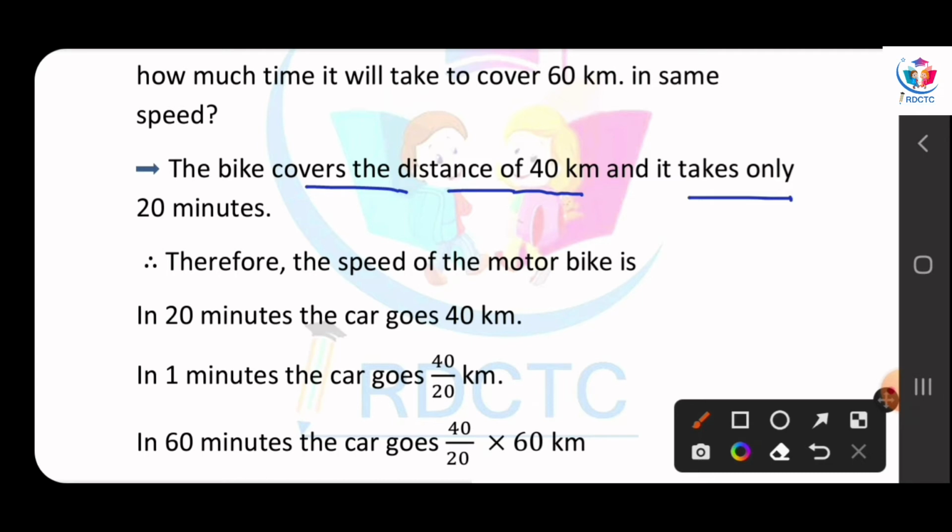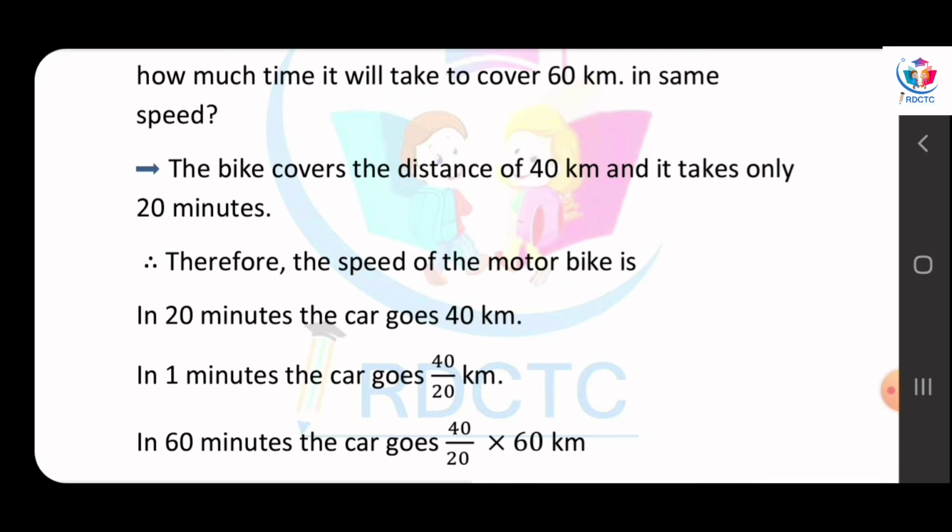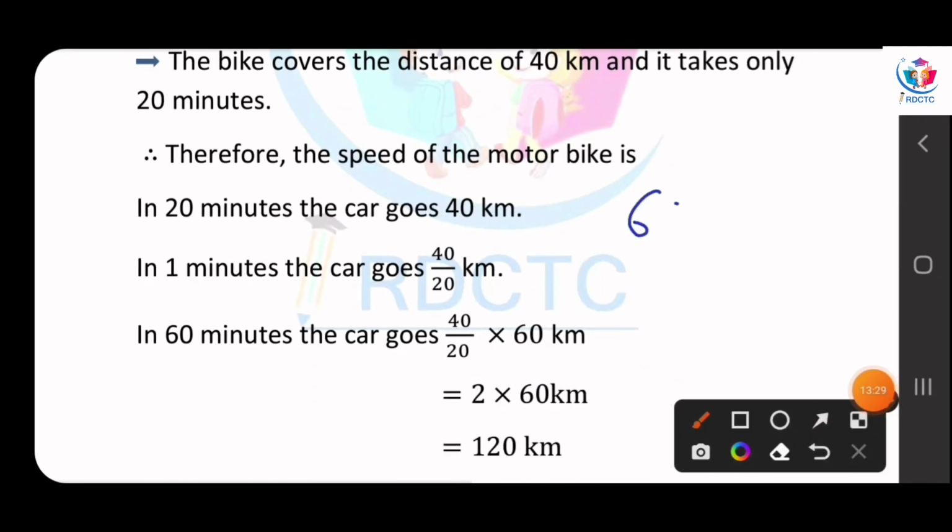Therefore, when we find out the speed, we have to know the distance as well as the time. Okay, and both are present here. That is why we can easily find out the speed, right? Therefore, the speed of the motorbike is, in 20 minutes the bike goes 40 km. In 1 minute the bike goes 40 by 20 km. Okay, and in 60 minutes, means equal to 1 hour.